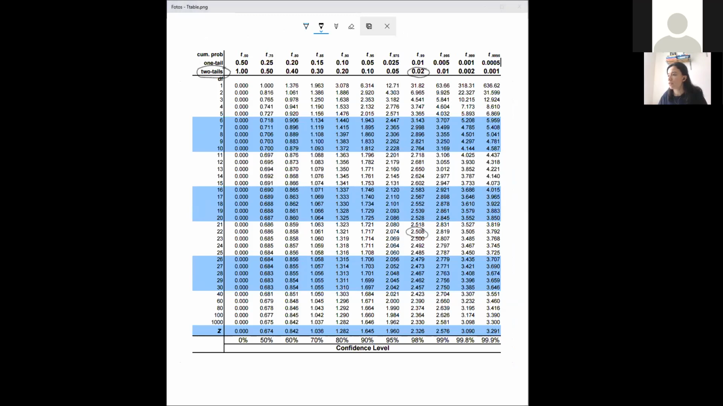Wait, how did you get that? Okay, so I think that's the part that. Right, so I went to 0.02 on two tails because I'm trying to chop 2% from both tails, right? So I'm trying to chop 1% from the top, 1% from the bottom.